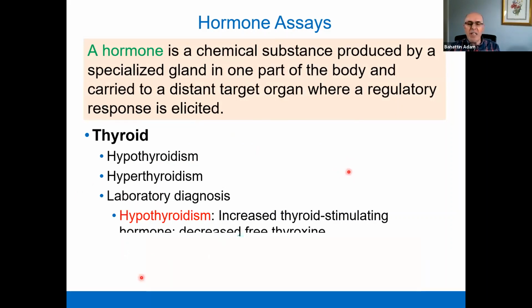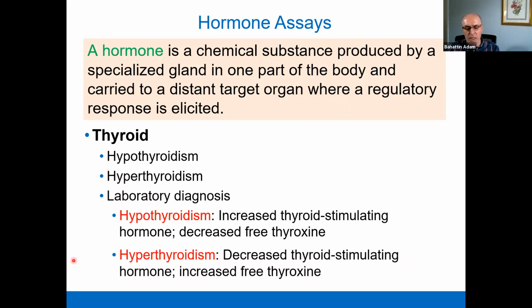Other tests that we perform in clinical chemistry include tons of hormones: thyroid hormones, adrenal hormones, hypophyseal hormones. As you see here, for thyroid hormone, we measure hormones to diagnose hypothyroidism, like low levels of thyroid hormones, and hyperthyroidism, where higher levels of thyroid hormones are really important.